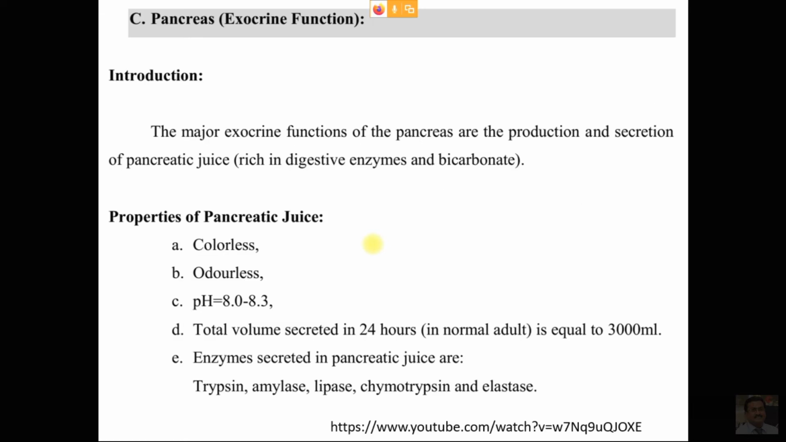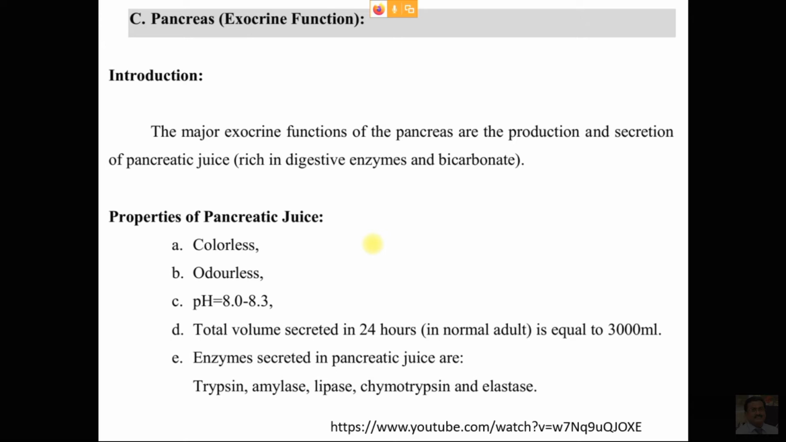So today's class, we are going to deal with pancreas. Today's lecture we are going to start with pancreas, and we are going to deal only with the pancreatic function, that is the exocrine function of the pancreas. So there are two different functions of pancreatic function, that is exocrine and endocrine.